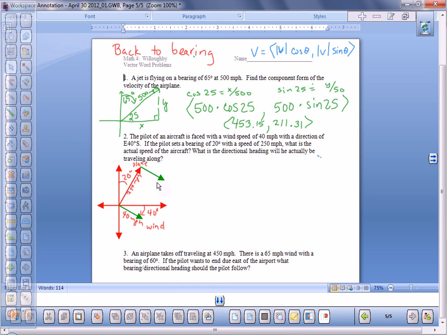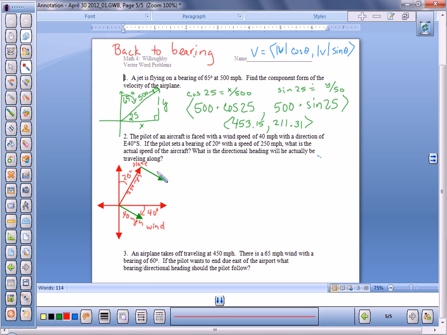So I can use it here with respect to the x-axis to find the effect here. And basically it's the sum of these two vectors. So we're going to find the plane and then the wind. And to get the result, we're going to add those two. So what we're looking for in the end is that vector. What does the result of the plane with the wind have?